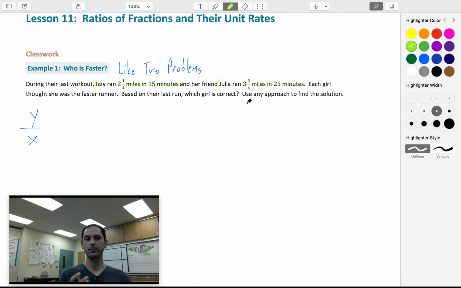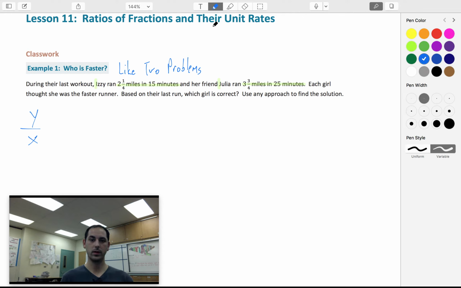So I can already tell, nice thing about math, you see numbers are probably important. And sometimes they try to trick you and they are numbers that you don't use. But highlight it anyways, because later you can find out if you're going to use it or not. Each girl thought she was the faster runner. Based on their last run, which girl is correct? Use any approach to find the solution.